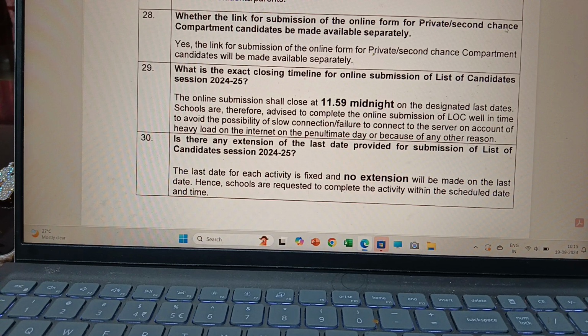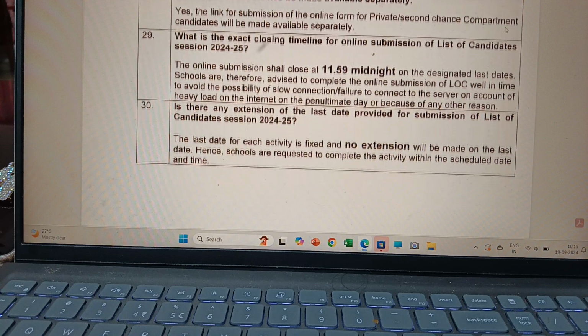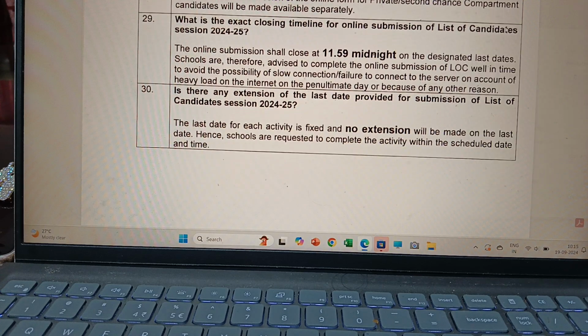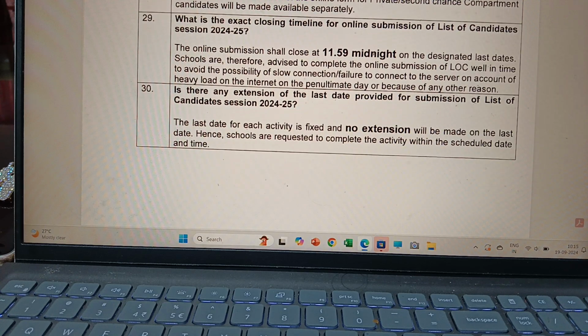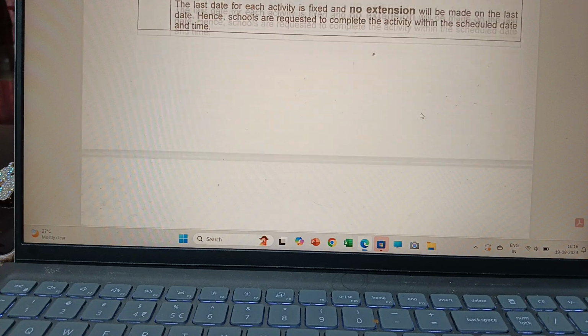Is there any extension of the last date provided for submission of a list of candidates session 2024-25? The last date for each activity is fixed and no extension will be made on the last date. Hence, schools are requested to complete the activity within the scheduled date and time.